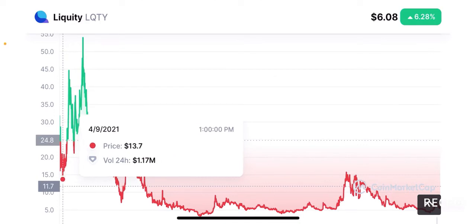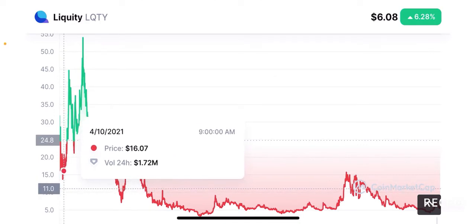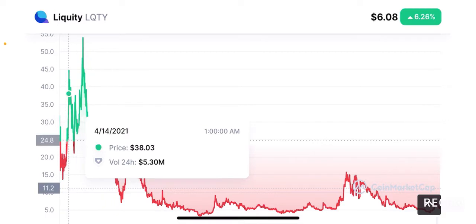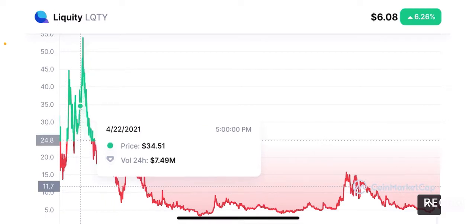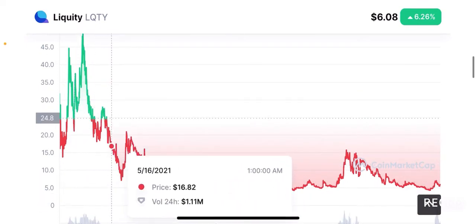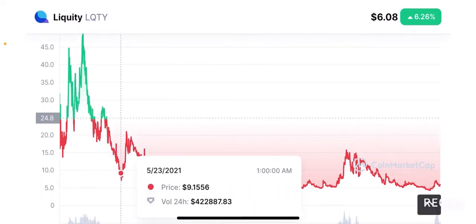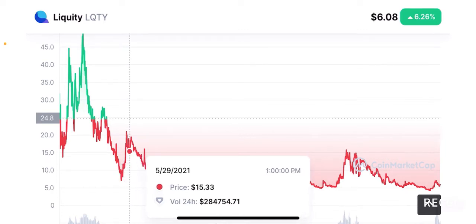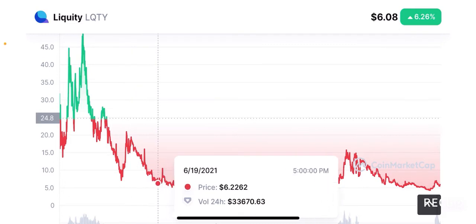It instantly went down to a price of less than $17 to $18 per token, but then it reached a new all-time high of close to $55 per token, and then it crashed down to a price of $9.15 as of around the 24th of May last year, and then it was going down.